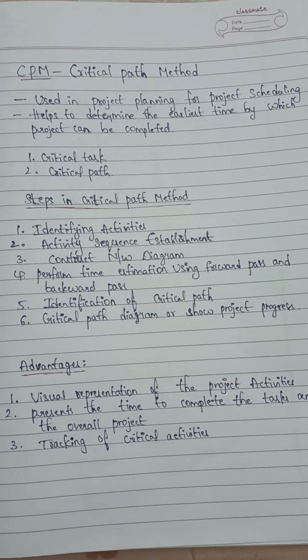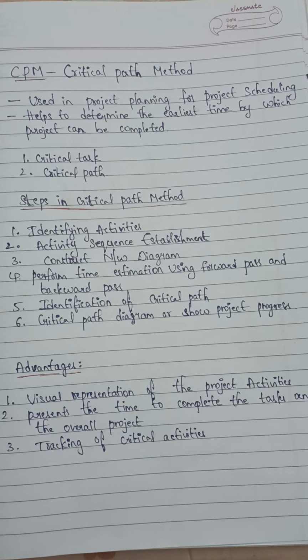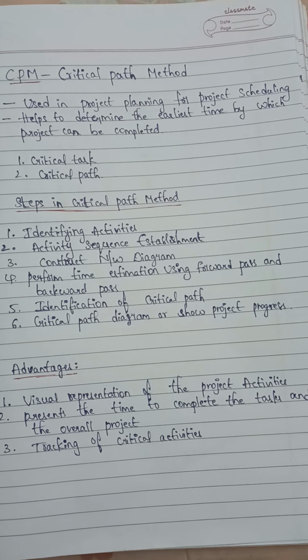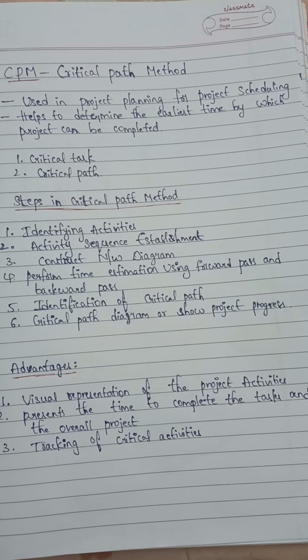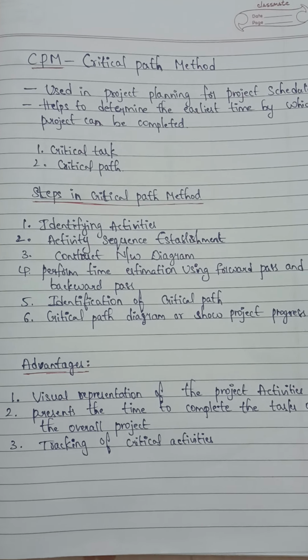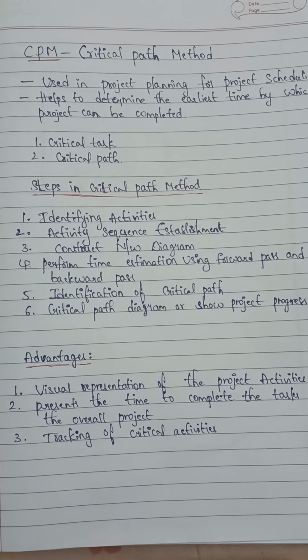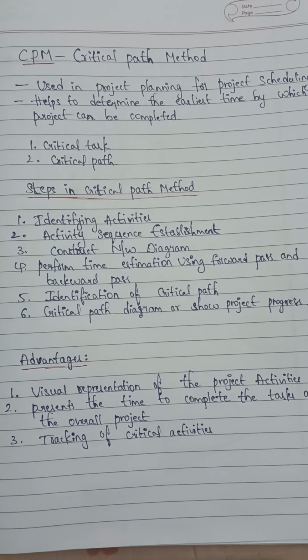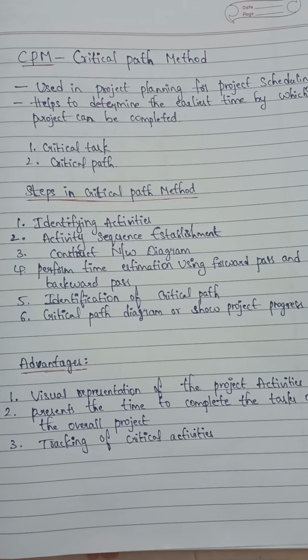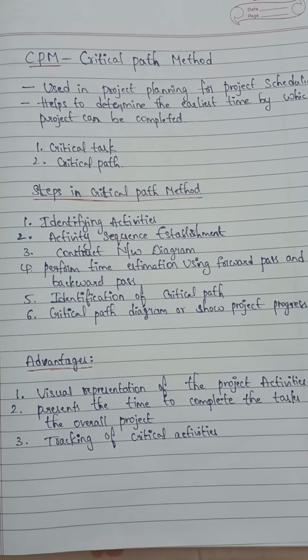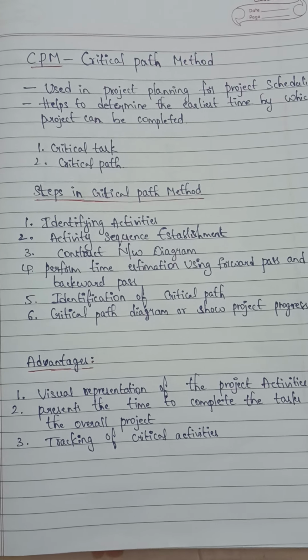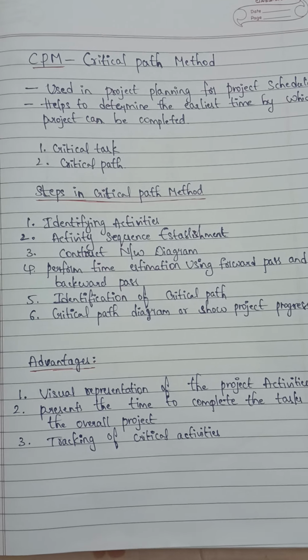Second step, activity sequence establishment. The correct activity sequence should be established. For each task or activity we should ask 3 questions. First question, which task comes before this task? Which task should be completed at the same time? Which task should happen immediately after this task? And the third step, construct the network diagram. Once the activity sequence is correctly identified, the network diagram can be drawn.